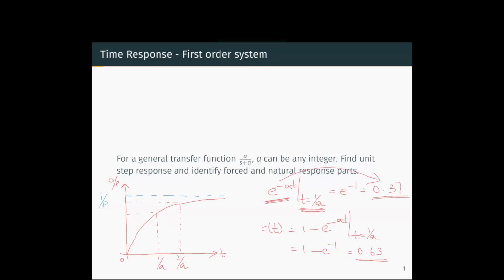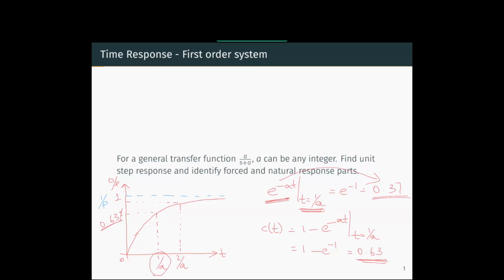Another definition of time constant is the time taken for the step response to rise to 63% of its final value. The final value is 1, so 0.63 is the value, and the time at which 0.63 is reached is the time constant.